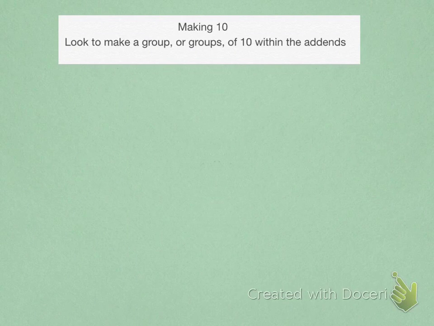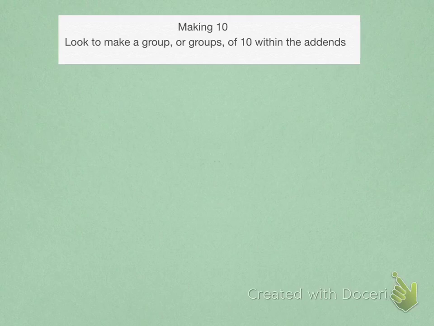The first strategy we will discuss is making 10. In this strategy, students will look to make a group or groups of 10 within the addends. 10 is an easier number to work with when adding mentally. Then the students will add up the remaining numbers.